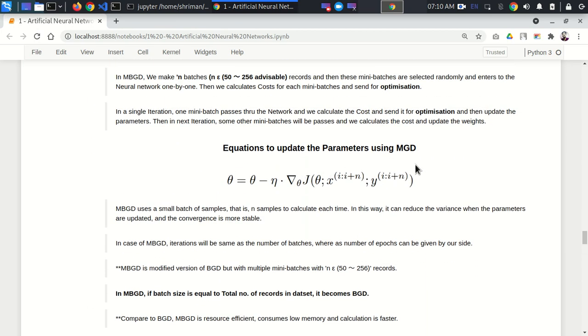Now in terms of MBGD guys, in MBGD we go with one iteration, this will be 1 and this will be i plus n. So in this case, there will be a minimum and a maximum, so you can set the number of records in a mini batch, and that mini batch will pass through each iteration, and you are going to calculate your loss or cost on the basis of those mini batches, then calculate the differentials, then multiply with the learning rate, and the same thing is going to happen.